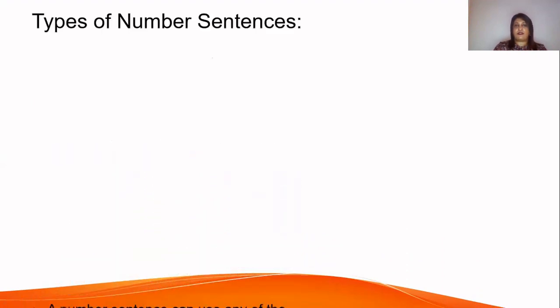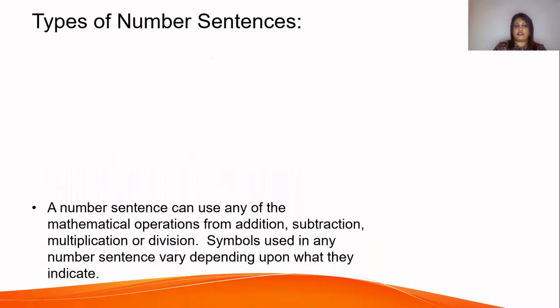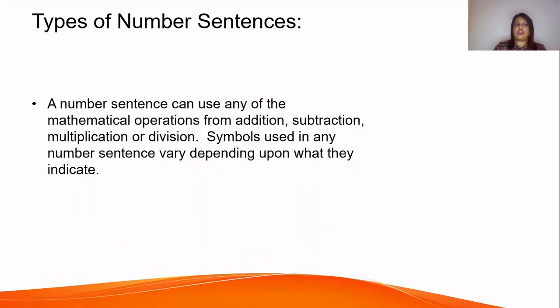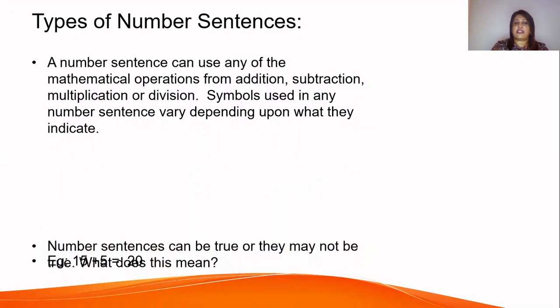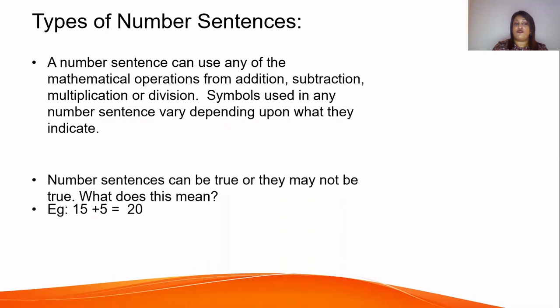Now, types of number sentences. We get different types of number sentence. Again, a number sentence can use any of the mathematical operations: addition, subtraction, multiplication, or division. The symbols used in any number sentence vary depending on the type of number sentence you're using, and they'll indicate what we're supposed to have. Number sentences can be true or they may not be true.